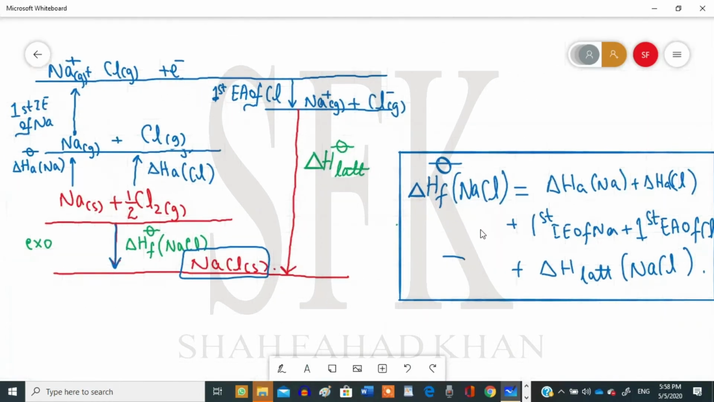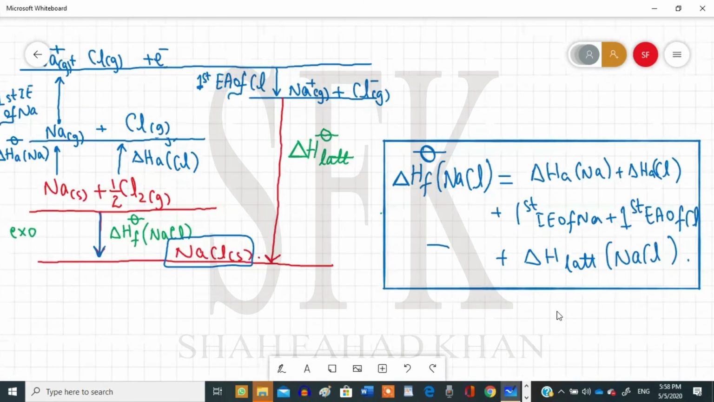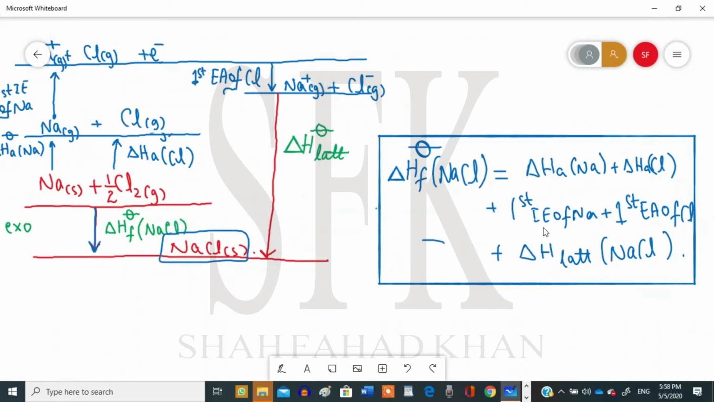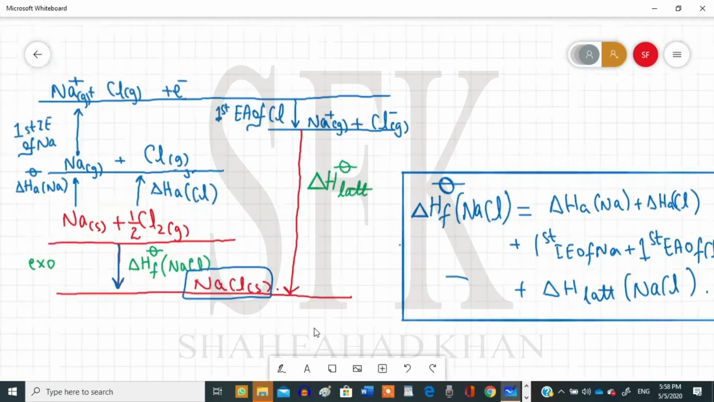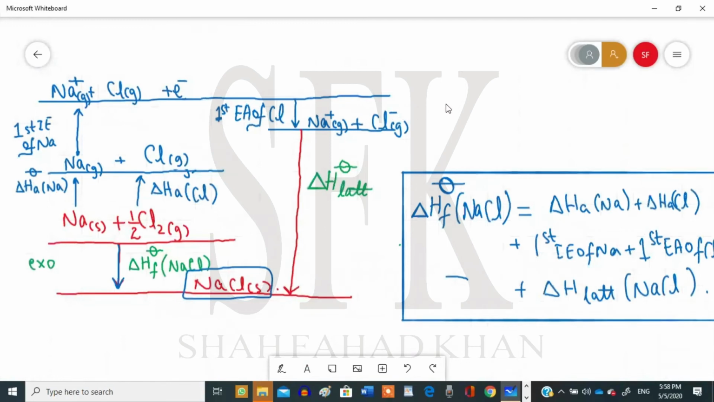So this equation is very important, not just for this Born-Haber cycle, but it can be applied on any Born-Haber cycle. There have been quite frequent questions testing this concept and your ability to form this equation. Sometimes they give you some data and ask you to calculate the lattice energy. If we make the lattice energy the subject of this equation, we can easily calculate it. Hence the Born-Haber cycle is a specialized cycle used to calculate the lattice energy of a particular solid crystalline compound.